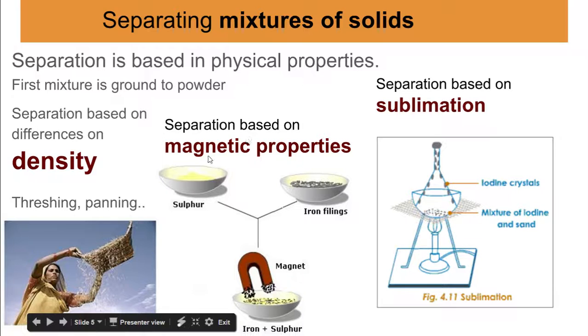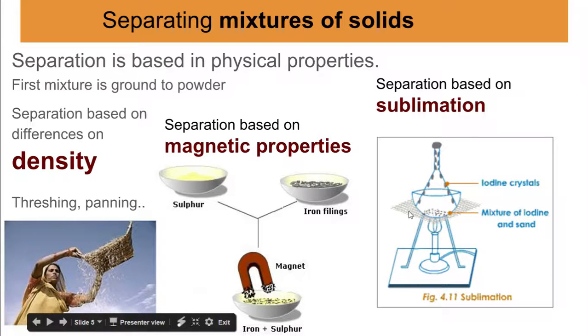Is separation based on magnetic properties? Let's say we have sulfur and iron filings mixed together, and since iron has magnetic properties, we use a magnet to remove the iron away, and what's going to be left here in this dish is going to be just sulfur, yellow sulfur.